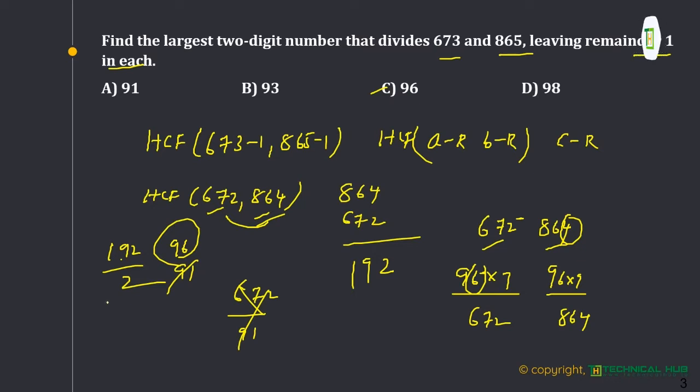Suppose 96 also does not divide these two numbers. Then what to do? Then divide 192 by 3. Now check it. Whatever value you get from 192 divided by 3, check whether that value divides these two numbers. Then the HCF of those two numbers is that 192 by 3 value. But here 192 by 2 is 96, and that 96 divides these two numbers. So the HCF of 672 and 864 is 96.